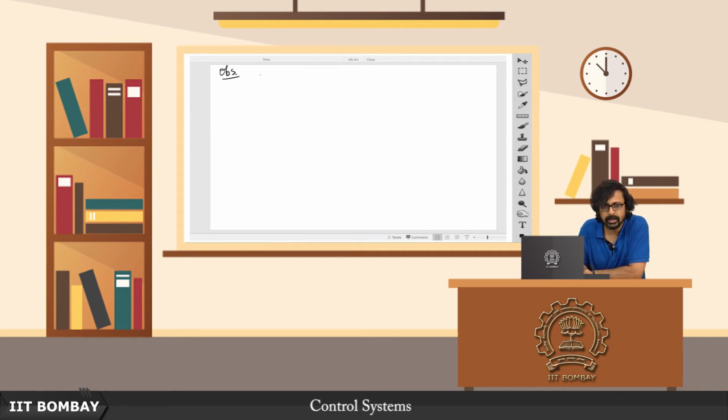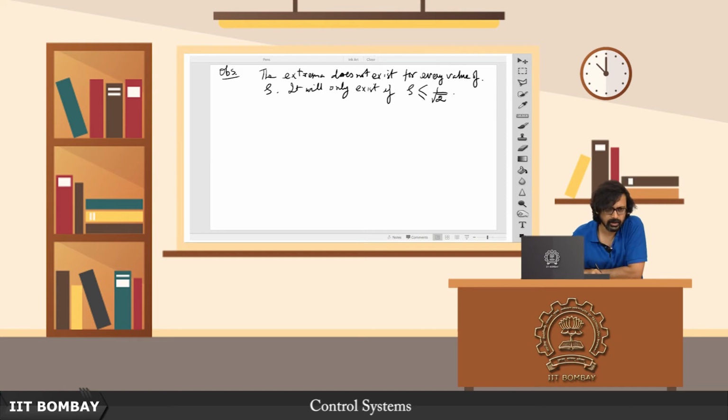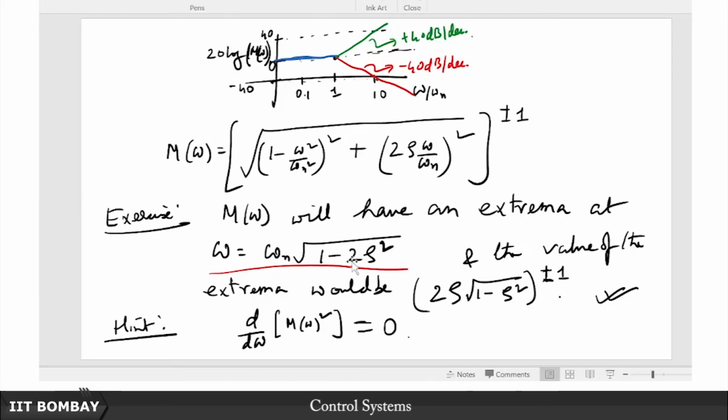So, the observation is that the extrema does not exist for every value of zeta. It will only exist if zeta is less than or equal to 1 by square root of 2, right. Why? Because remember, this term inside this radical, this 1 minus 2 zeta squared, must be positive in order for this to be a real number.